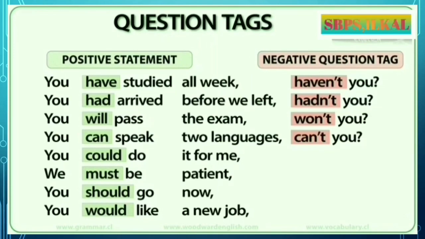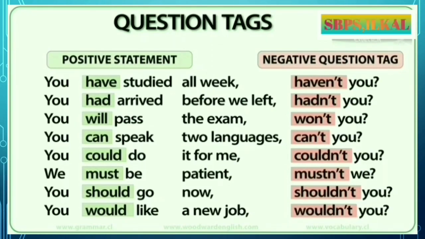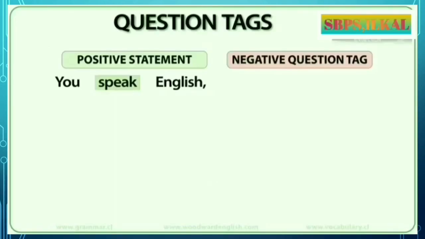You could, couldn't you? We must, mustn't you? Mustn't we? You should go now, shouldn't you? You would, wouldn't you? So let us see more examples.